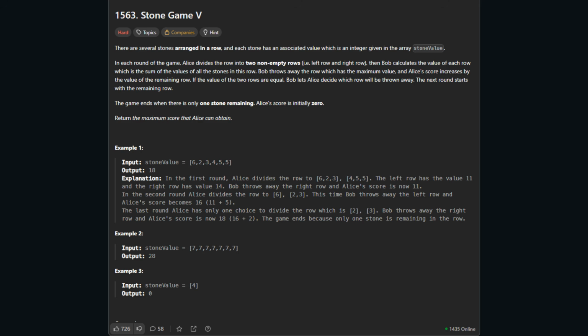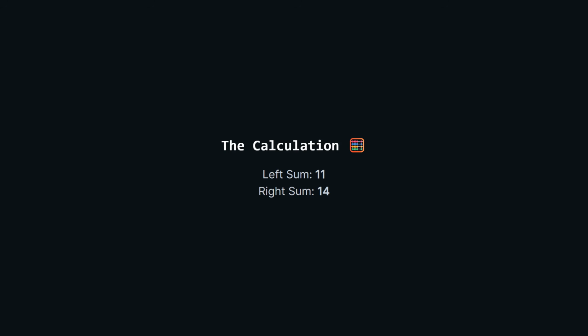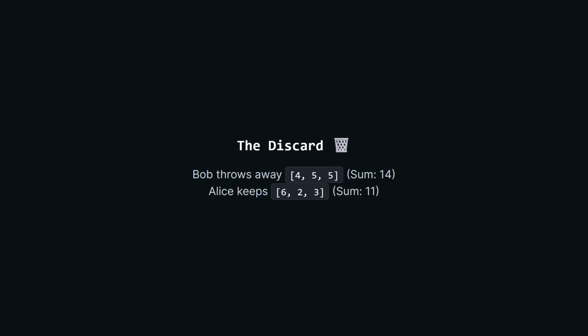Here is the problem page, but it's a bit dense, so let's break down exactly what's happening step by step. We start with a single row of stones, and each stone has a point value written on it. In every round, Alice has to slice the row into two separate pieces. Then Bob steps in and calculates the total point value of both sides. Bob is mean, so he always throws away the side with the higher total, leaving Alice with the smaller pile.